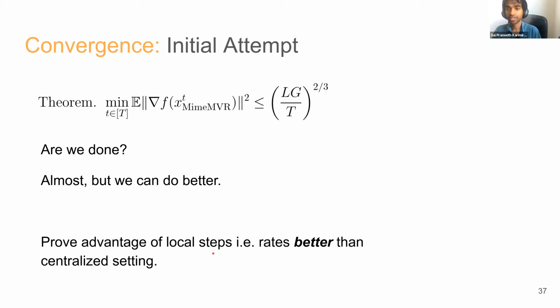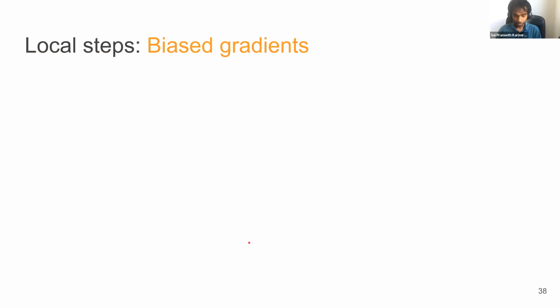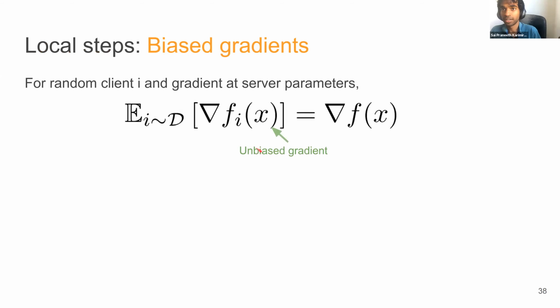Clearly, the key here is analyzing what local steps are doing. So let's dive into that part. The main reason why server only updates are so nice is because we are only computing the gradients at the server parameters x. So if this is our update step, in expectation, this is the full gradient. So this is really an unbiased update. Whenever we are doing server only updates, we have unbiased gradients, and so everything is super nice.